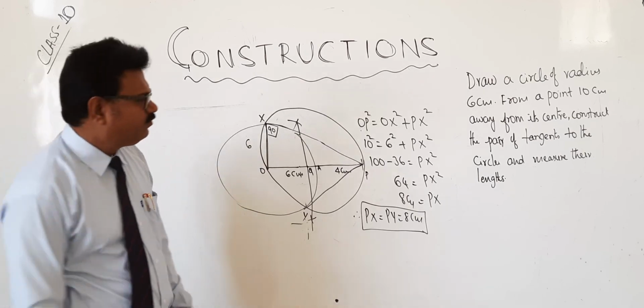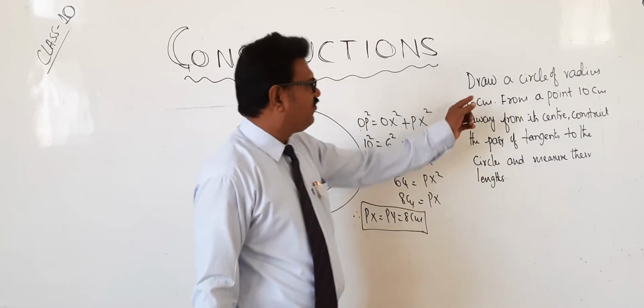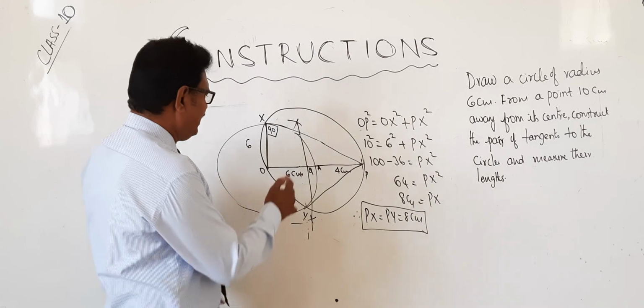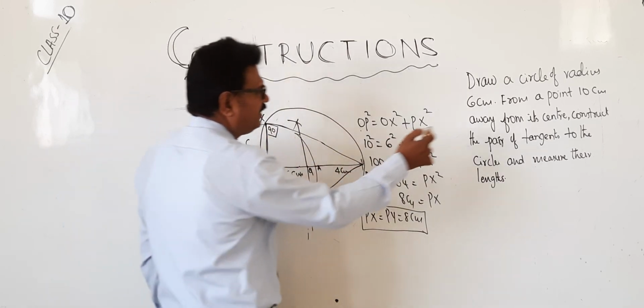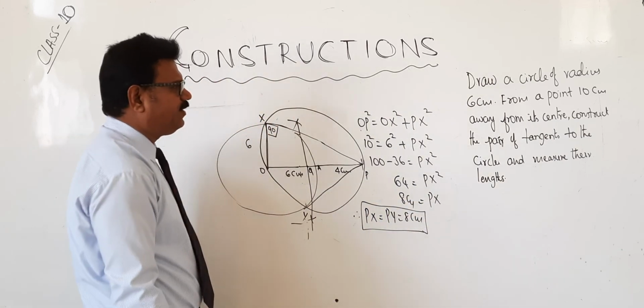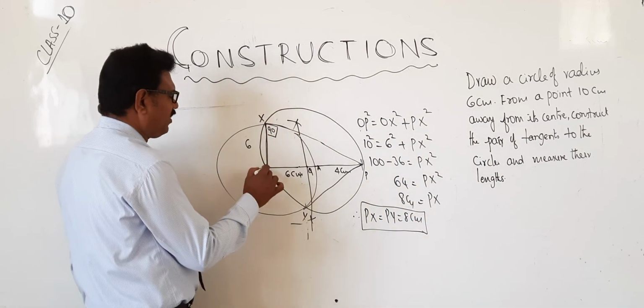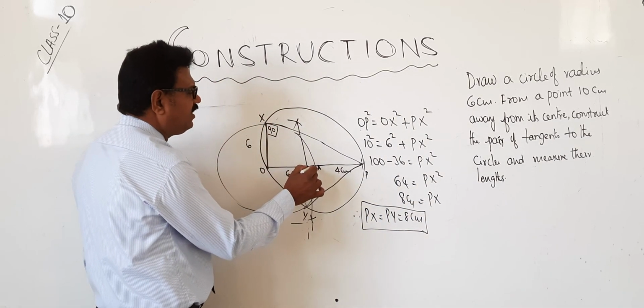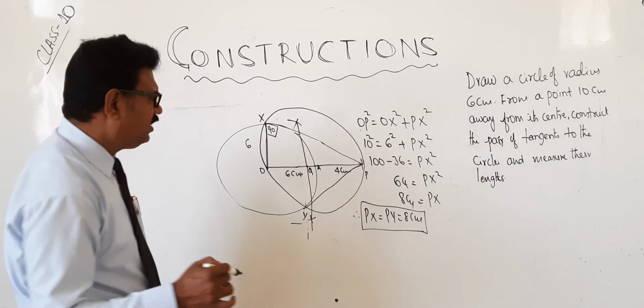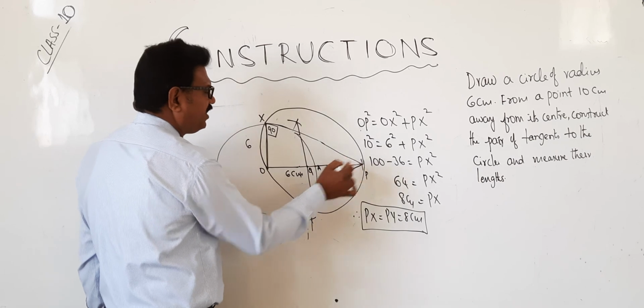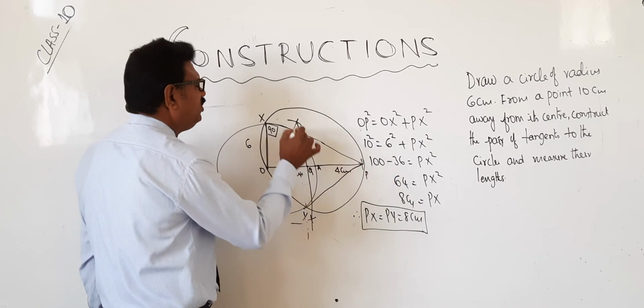One more time you see. Draw a circle of radius 6 centimeters. We have drawn a circle with 6 centimeters as radius. From a point 10 centimeters away from its center. From here already 6 centimeters is there. Again, 10 centimeters means 10 minus 6 is 4. Therefore 4 centimeters we extended. From that, then you bisect.